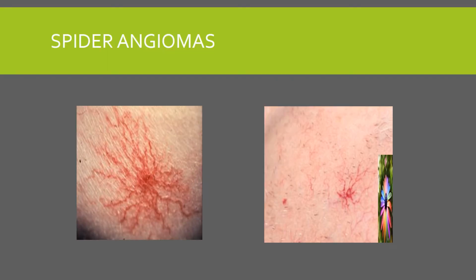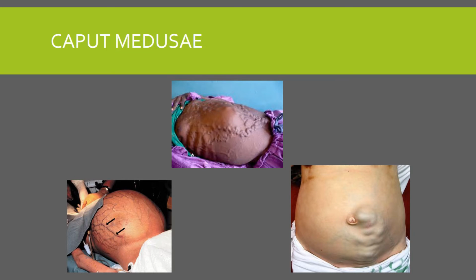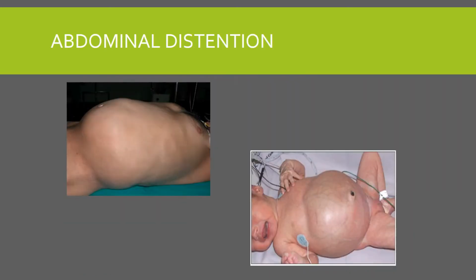Eyes, this is spider angiomas, so dilated blood vessels. Caput medusa, or just engorged blood vessels in the abdomen, sometimes can be from a liver disorder. And abdominal distension can be in infants, it can be in adults. So you definitely want to measure that and document that.